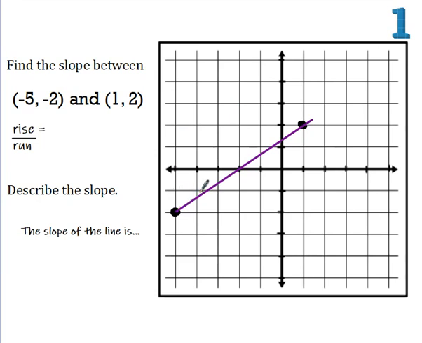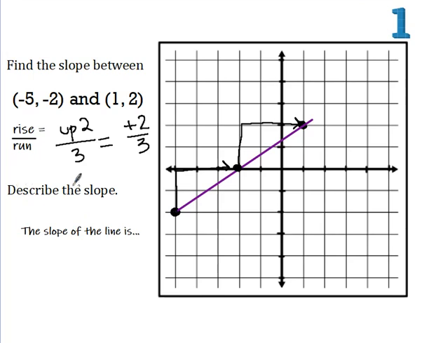So let's look for my points. I see one right there. And it goes up to over 3. So this is going up 2 and running 3. So I can say that this has a slope of positive 2/3.